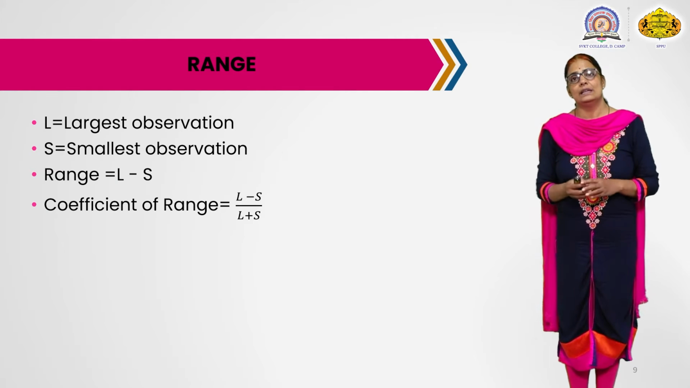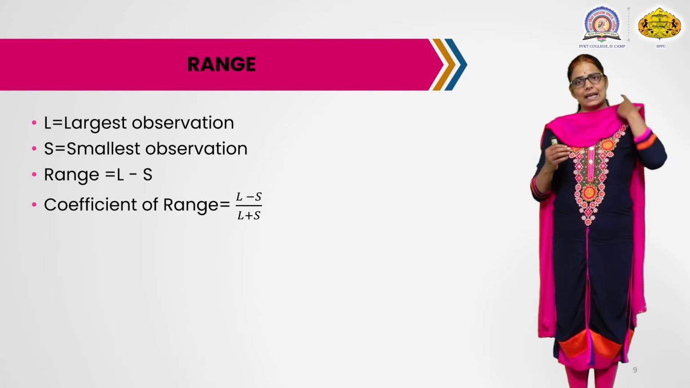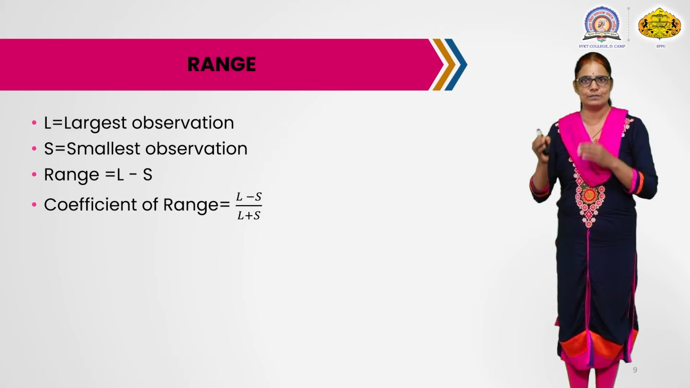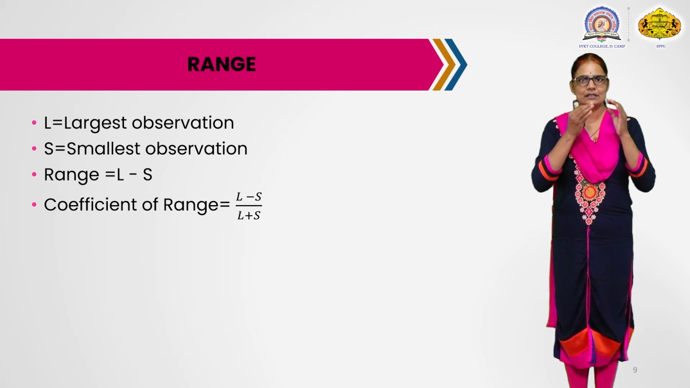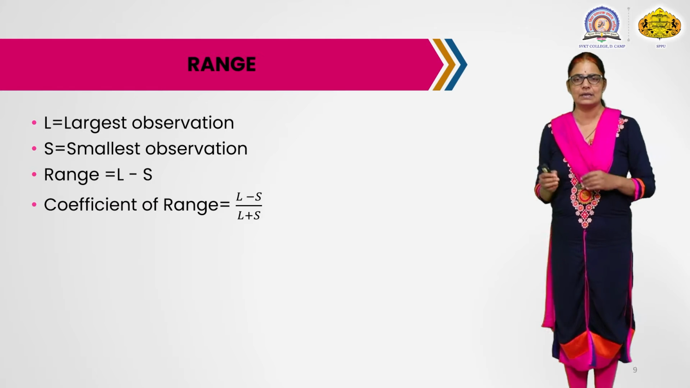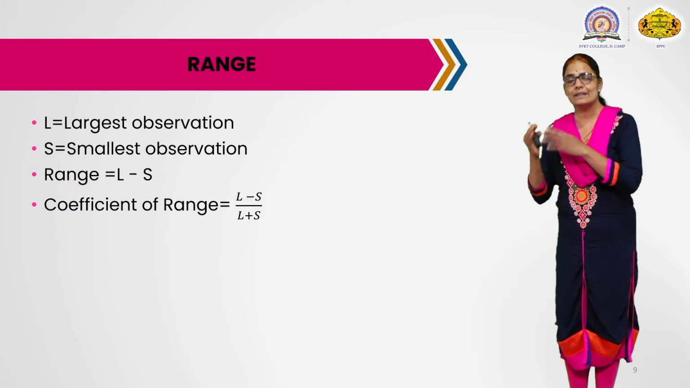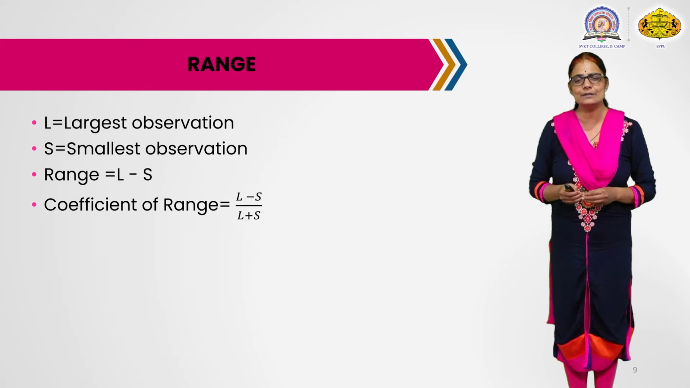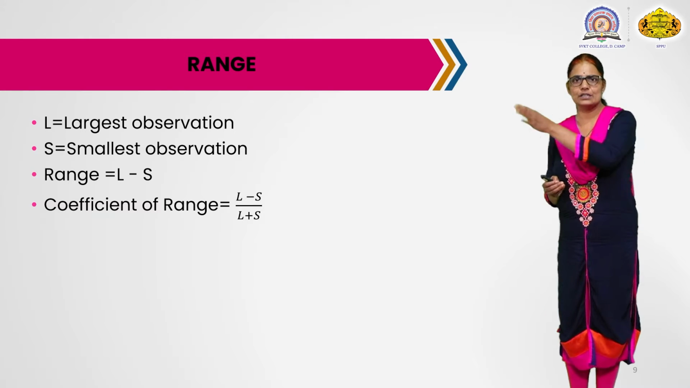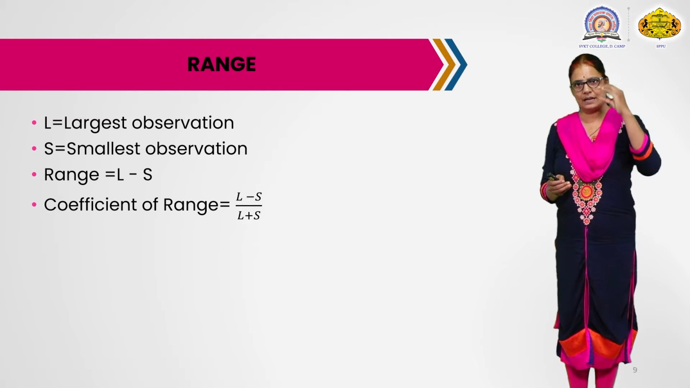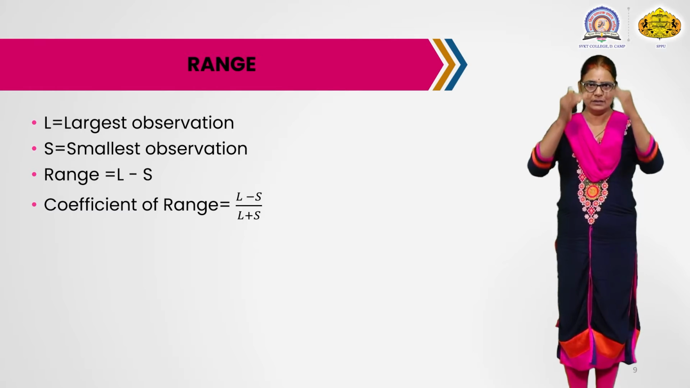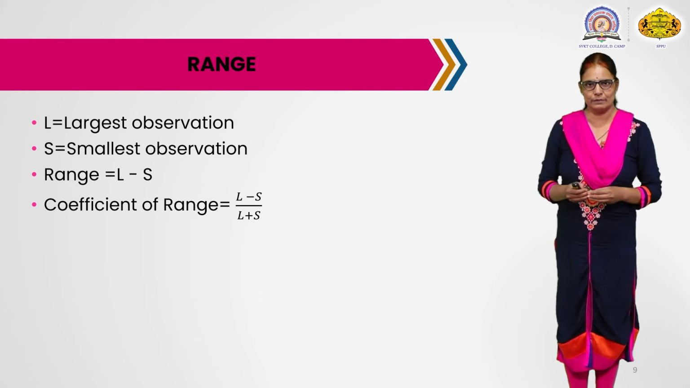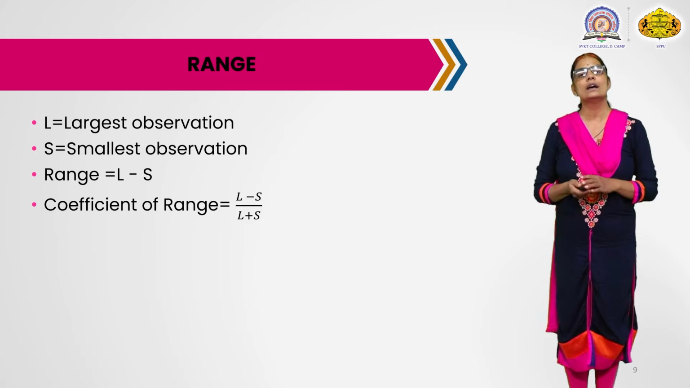Now we know that commonly the data is divided into three types. If we are given just simple observations, x1, x2, x3, this is one type. Second, we are given an ungrouped frequency distribution, that is, the observations and corresponding frequencies. And the third type is a grouped frequency distribution, that is, the classes and their frequencies. According to this, we will now see how to calculate the range of the given data.